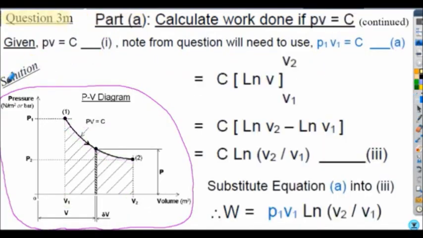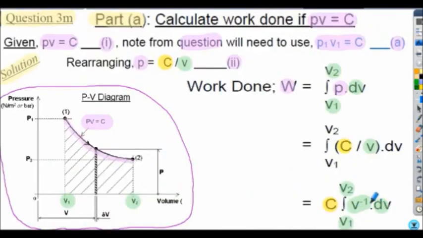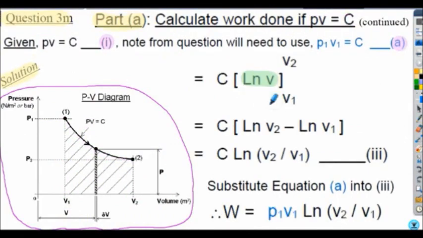So question 3M, solution to part A continued, just repeated equation 1 and equation A from the previous slide for reference. Integrating V to the negative 1 with respect to V becomes ln V. That's item 6 here in our standard integral table: x to the negative 1 integrates to ln x. So we have V to the negative 1 integrates to ln V between our limits of V1 and V2. On our next line we simply impose the limits, the upper limit and the lower limit. We have ln V2 minus ln V1. That can be written as ln of V2 divided by V1.